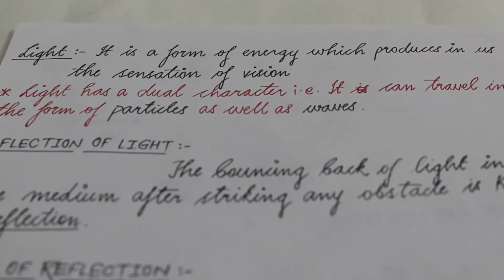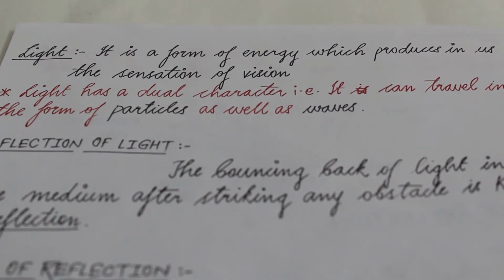So what basically light is? Light is a form of energy which produces in us a sensation of vision. As we know, the sensation of vision is a very important sensation in human life. We see the world because we have a sensation of vision. We understand the world because of vision. So light is a very important form of energy.